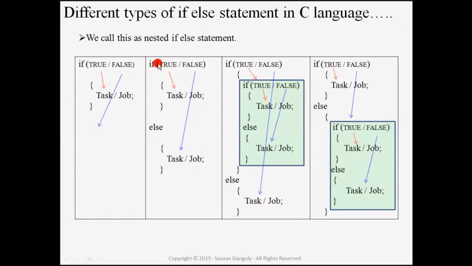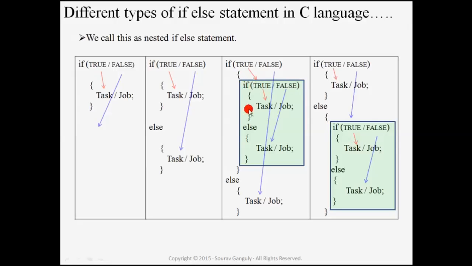In the next case, if this condition becomes true, then this first section will execute. If this condition becomes false, then this else portion will execute. Here, if the first condition becomes true, then the cursor directly comes to the next if statement. If this statement becomes true, then this will execute. If this section becomes false, then this next section will execute. That means this else is directly associated with this if.